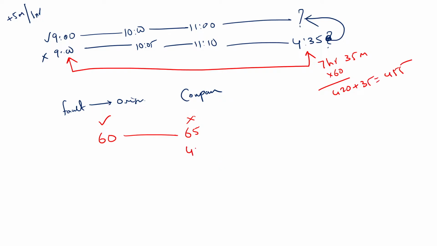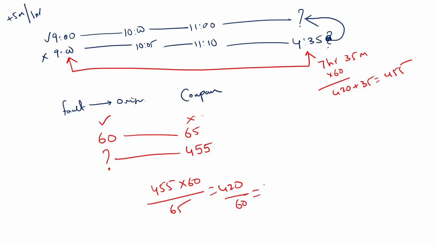So now compare. If you are having 455 minutes in the wrong clock, how many minutes are there in the original clock? 455 into 60 by 65. You are going to get 420 minutes. 420 minutes means 7 hours. That means if you are having 7 hours 35 minutes, in the original clock you are going to have only 7 hours. So from here, move it by 7 hours, you are going to get your answer as 4 p.m.